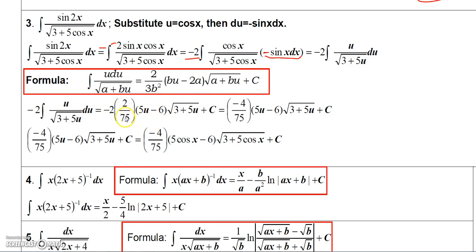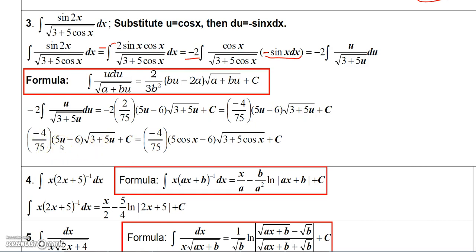Now, I can simplify this a little bit. Negative 2 times 2 over 75 is negative 4 over 75. And that's pretty much all I can do now. Now, the last step, and I just copied this down here. So the last step, I'm going to replace U.